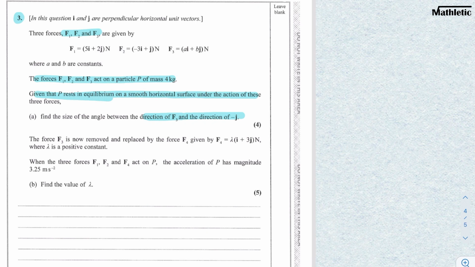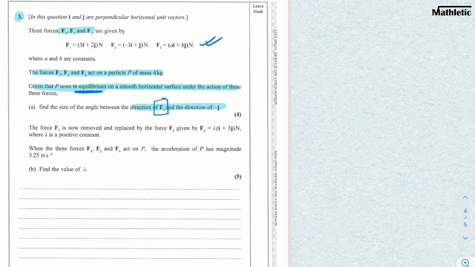So for that, we need the value for F3 first, right? Because F3 right now is in terms of a and b. We do not have the values for them. So the first step is to calculate the values for a and b. Since the particle is in equilibrium, the resultant force should be 0, since these three forces are balanced. So I will use F1, F2, F3. The sum of these three forces should be 0.